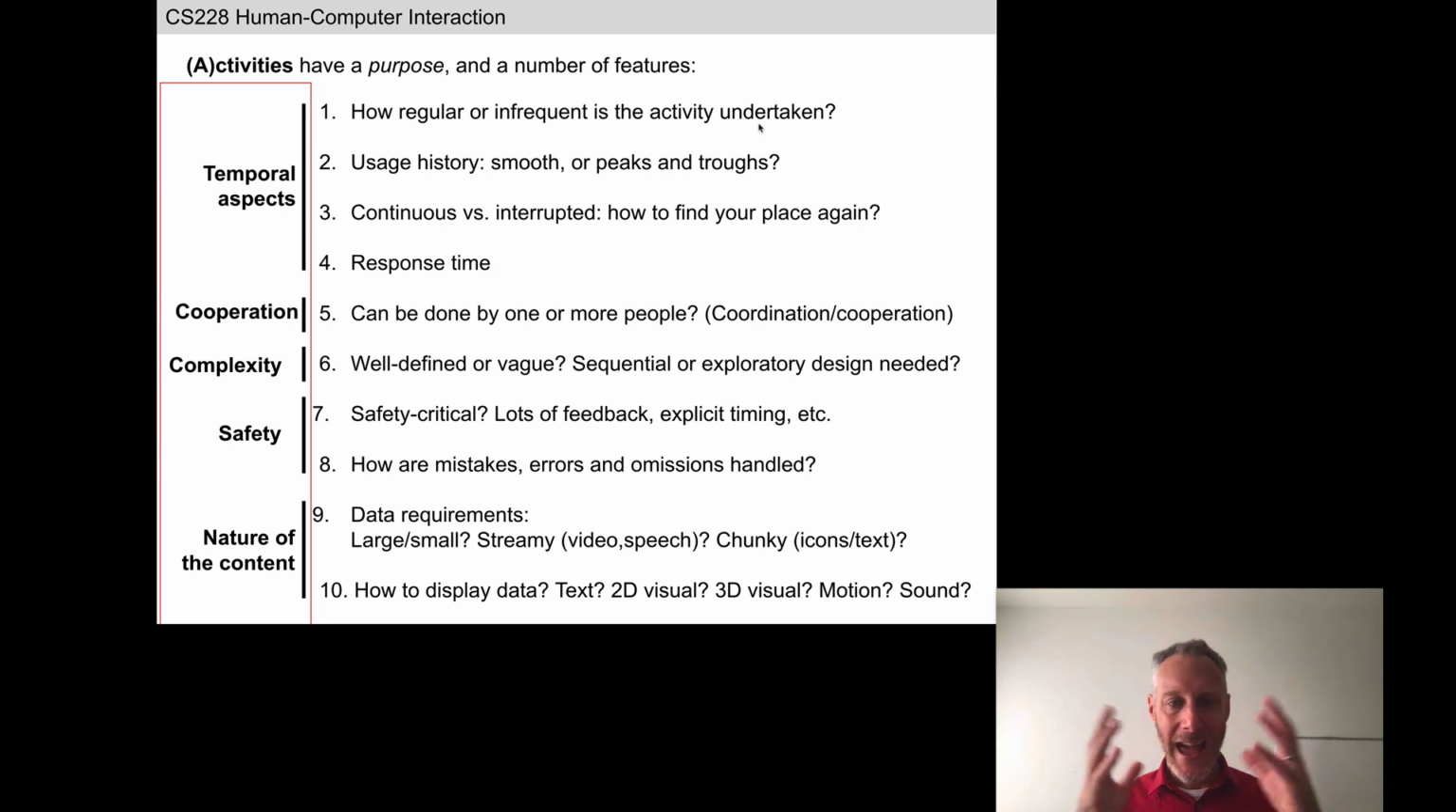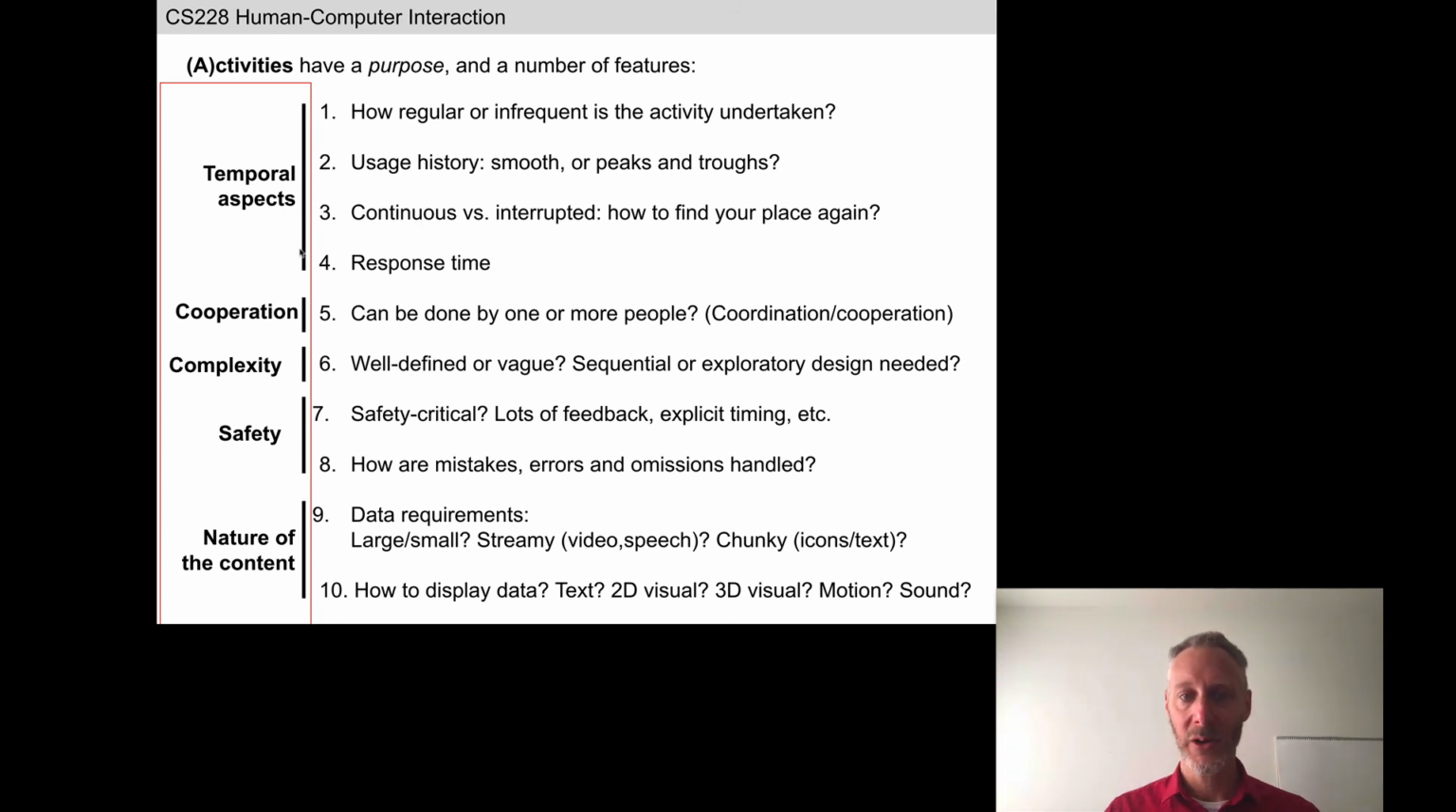Okay, let's have a look at activities. Obviously, that's an extremely broad definition. What features of a particular activity do we need to think about? The first one, the most primary one, is a purpose. Someone is trying to get from point A to point B, figuratively speaking. They're trying to get something done. The way that they go about doing it, in turn, can be broken down into a lot of much more specific features. The first set of four that we're going to look at here are temporal aspects.